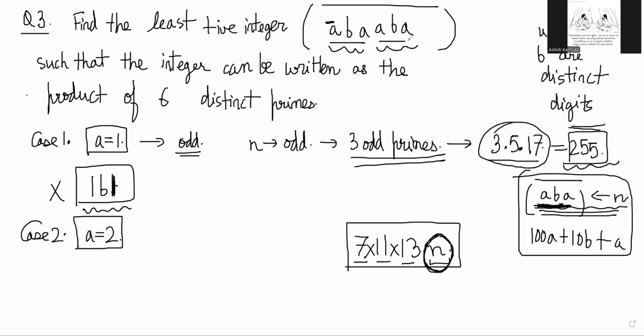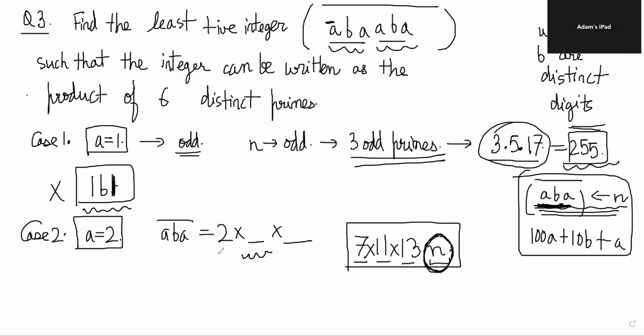If A is 2, the number is even, right? Then one of the prime factors of that number has to be 2. And think about it: if 2 is one of the prime factors of ABA, 5 cannot be the other prime factor, because then ABA will end with 0, right? So you cannot put 3, you cannot put 5, you cannot put 17, right?